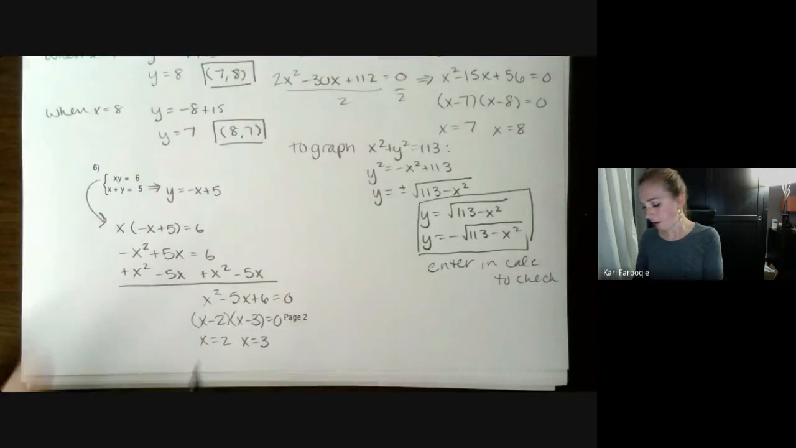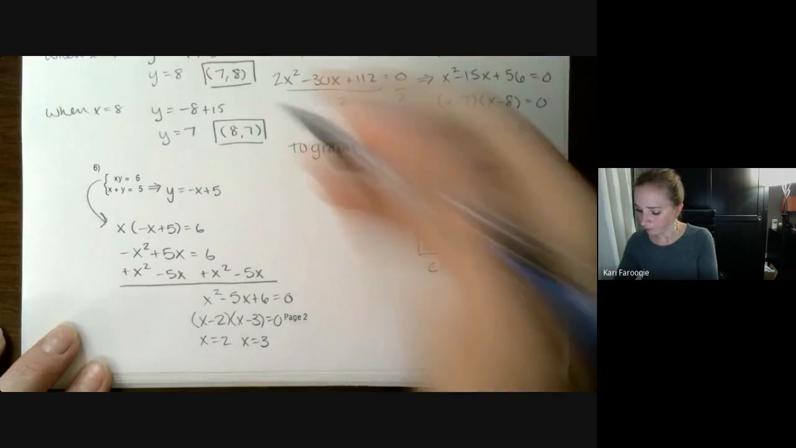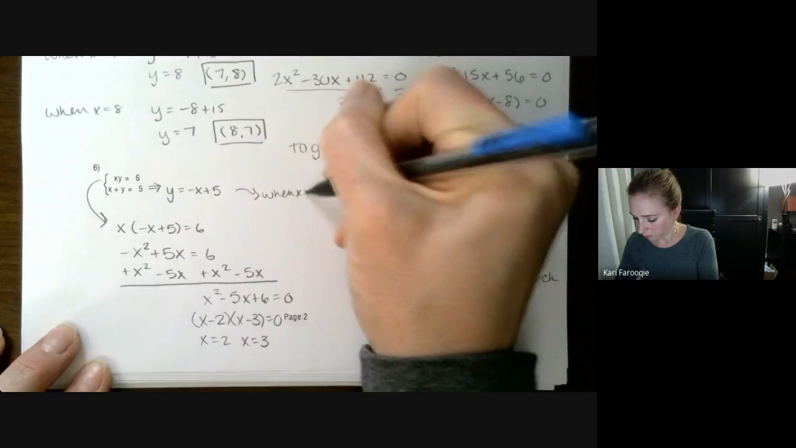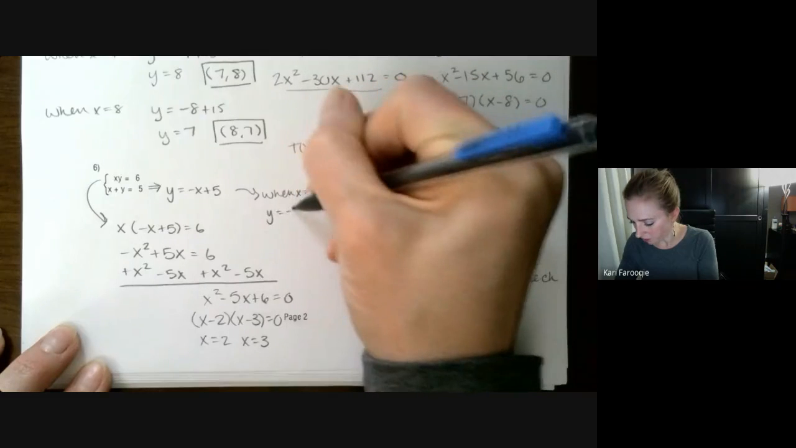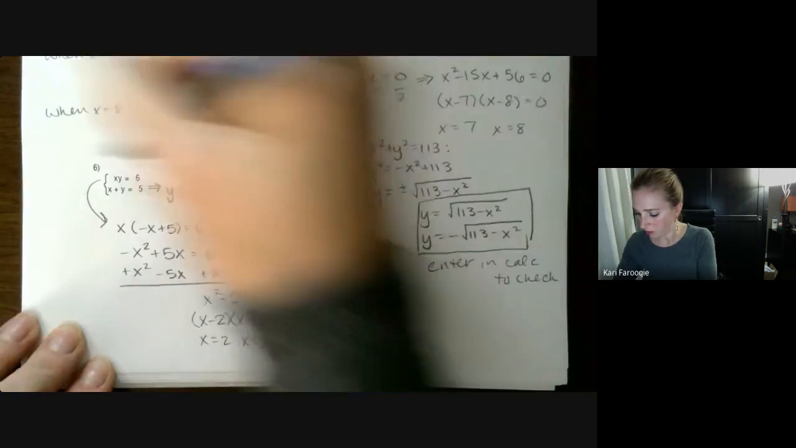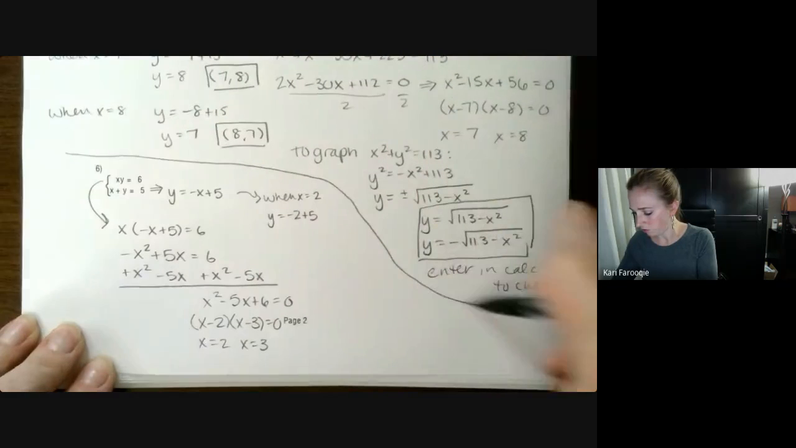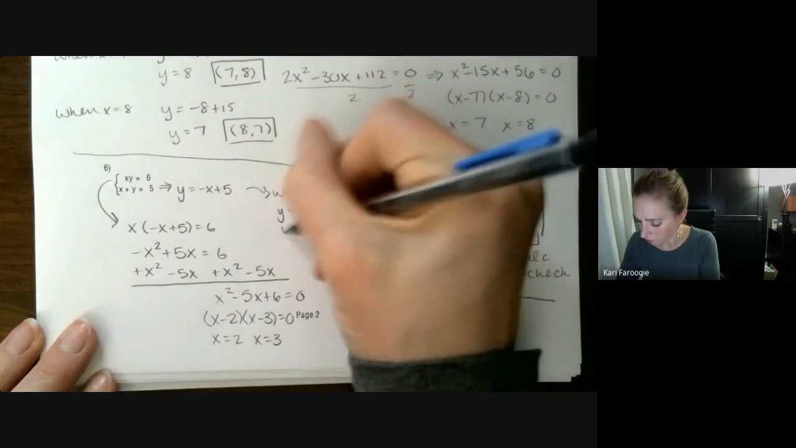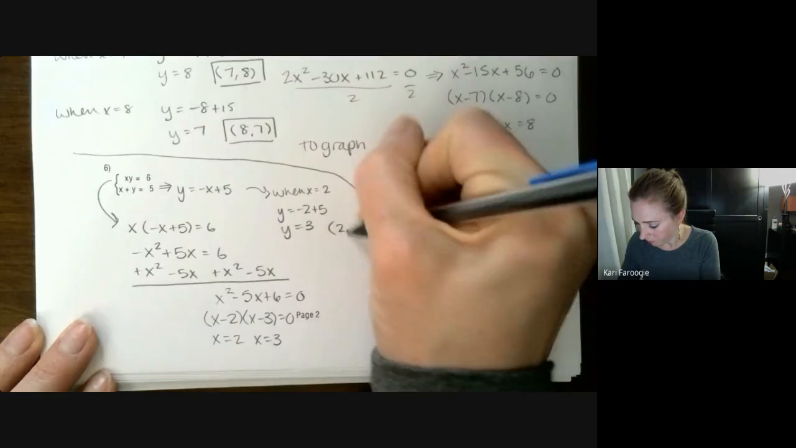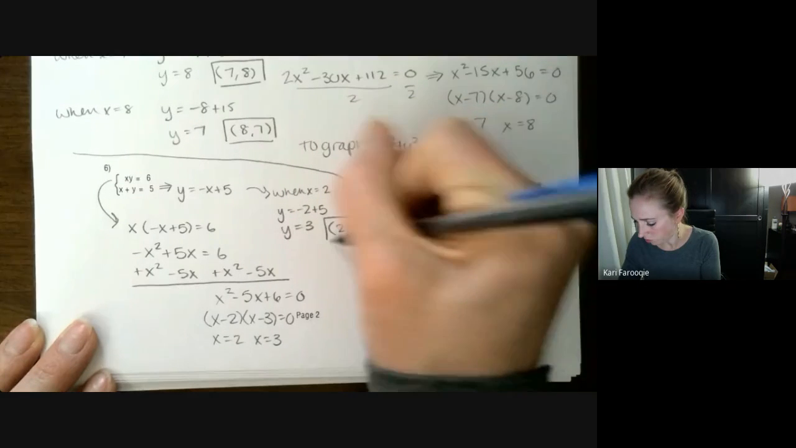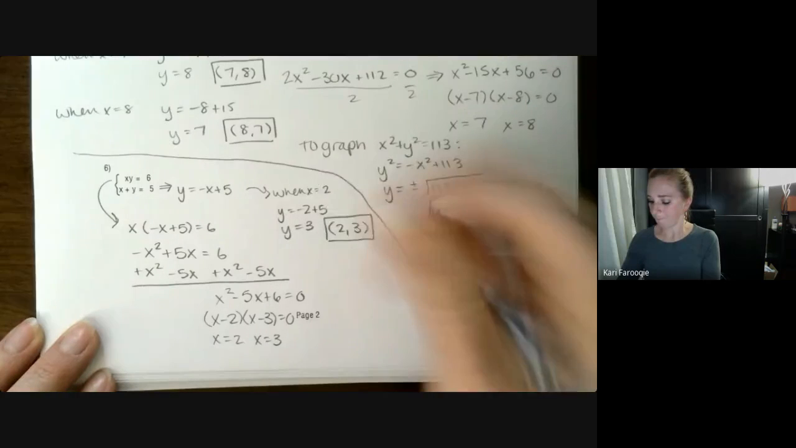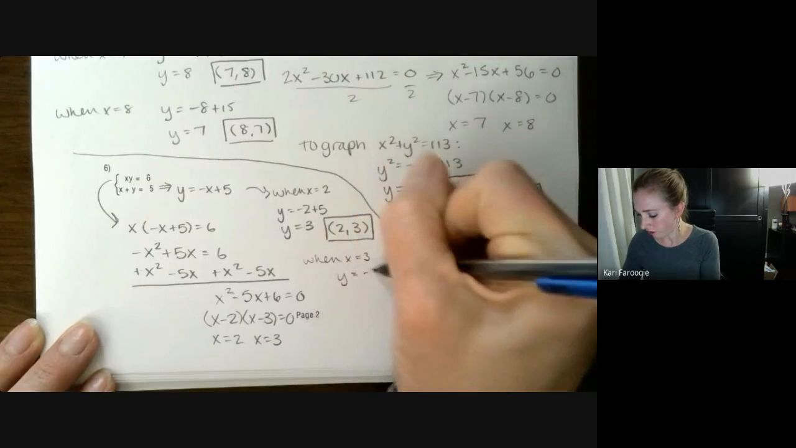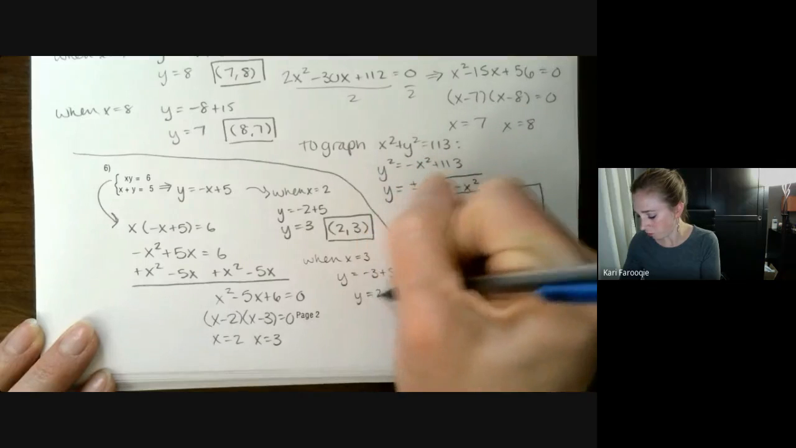Okay. So we have x equals 2 and x equals 3. And then we'll just go back here. When x equals 2, y equals -x plus 5, so -2 plus 5. Y equals 3. That gives me an ordered pair at 2, 3. And then when x equals 3, I have y equals -3 plus 5, which is 2.